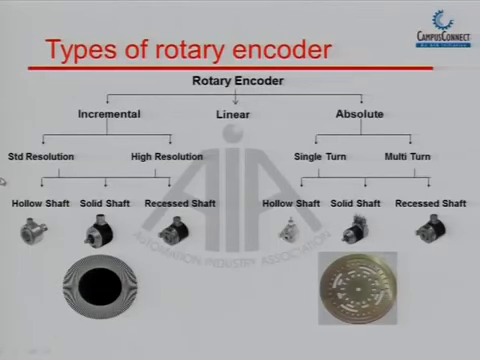So, if we talk about encoders, there are different types based on the mechanical structure: hollow shaft, solid shaft, recessed shaft. Hollow shaft means you can put the shaft of the motor inside it. Recessed is a similar concept. Solid shaft means you need to have a coupling between the motor shaft and the encoder shaft. As the motor rotates, the encoder shaft rotates and we get pulses.